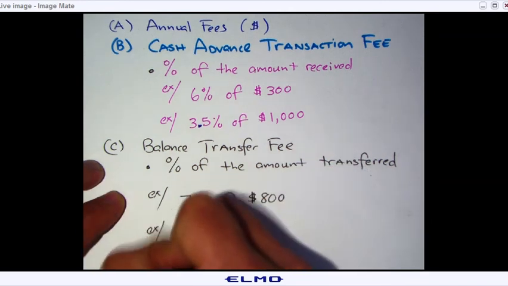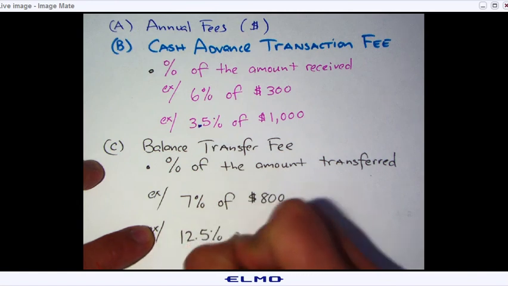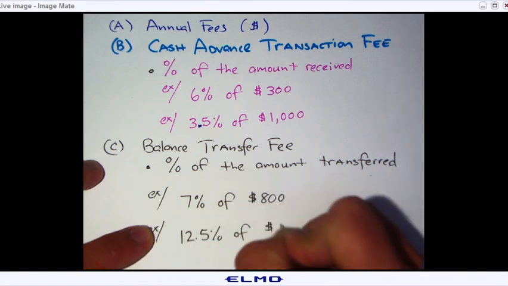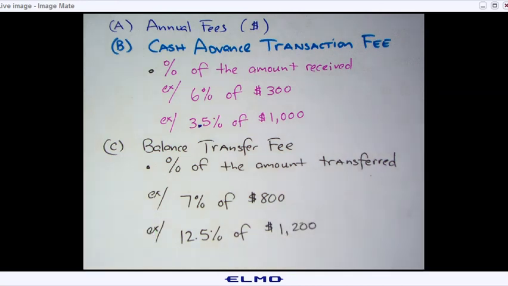Another example is 12.5% of, you want to transfer $1,200. So that's the way it's going to look on those two. I'll give you time to actually write it.